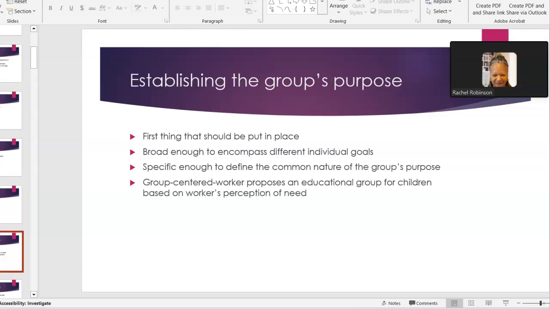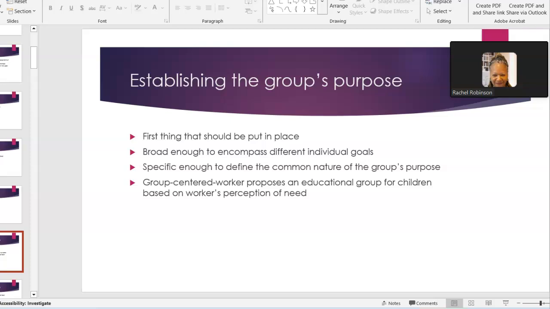So let's get started with the purpose. This is the first thing that needs to be put into place. It's the most crucial thing because it drives the group. It drives the group's direction, what goals you should have, the types of members you want to recruit, everything. So you want to establish a purpose that's broad enough to encompass the individual's needs and the individual's goals, but not so specific that it eliminates people's ability to recognize or realize their goals within that.